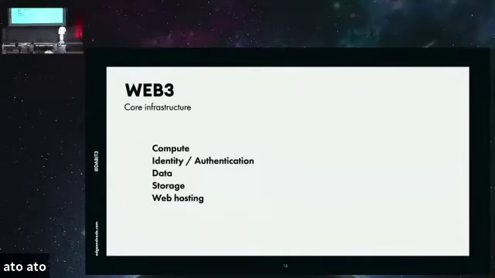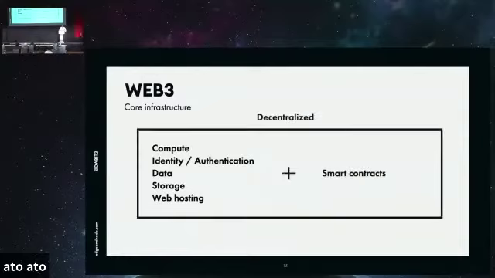So you could think of the Web3 stack as kind of the old school web stack where we have compute, identity, data, storage, et cetera. And we're now just using these services, but making sure that we try to find decentralized versions of them. And we now have this added smart contract layer, which is something we did not have before.